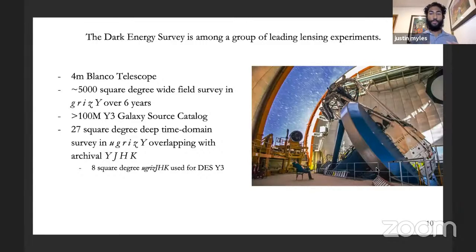And in addition to this wide field survey, that's sort of the backbone of DES, there's also a 27 square degree deep time domain survey in DES bands that overlap with archival near infrared bands. So I'll be talking a lot about how we can use these deep fields, which have many science cases, for example time domain supernova studies, et cetera, to improve our redshift calibration. We have about 8 square degrees of the DES bands plus near infrared that we're using for DES Y3. And I'll talk about how exactly we use those deep fields to help with our redshift calibration. That's really the theme of today's talk.